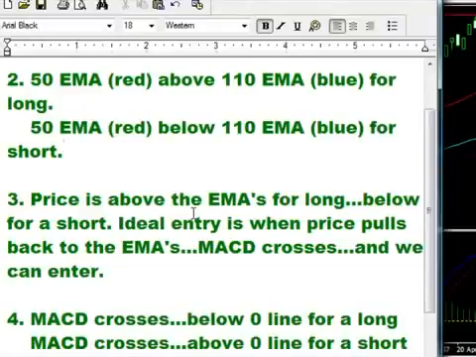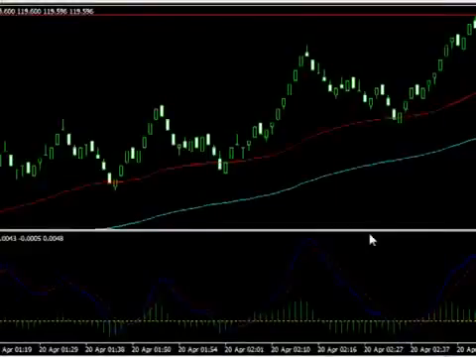The ideal entry is when price kind of pulls back to the EMAs, and then the MACD crosses, and that's when we can enter. And I'll show you a bunch of examples here. And the last rule is the MACD: when they cross, it has to be below the zero line for a long and above the zero line for a short. And we'll go through those examples now.